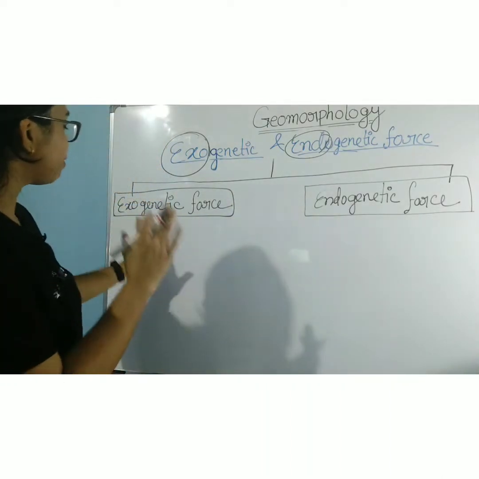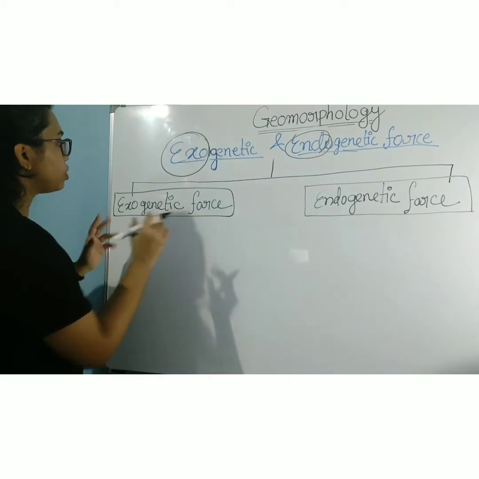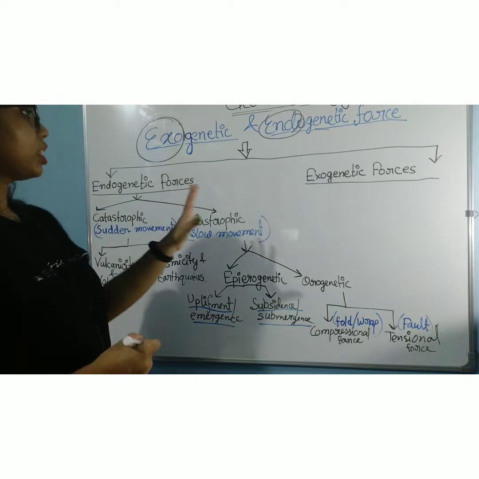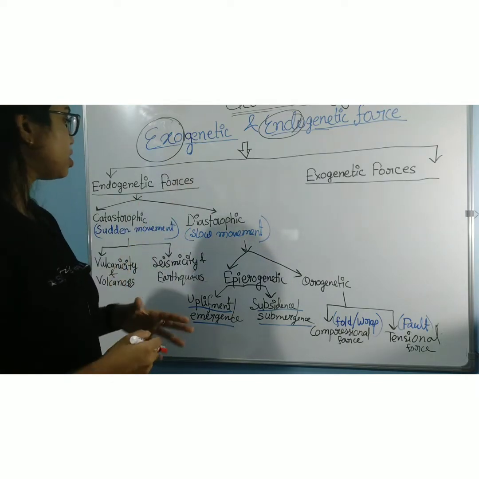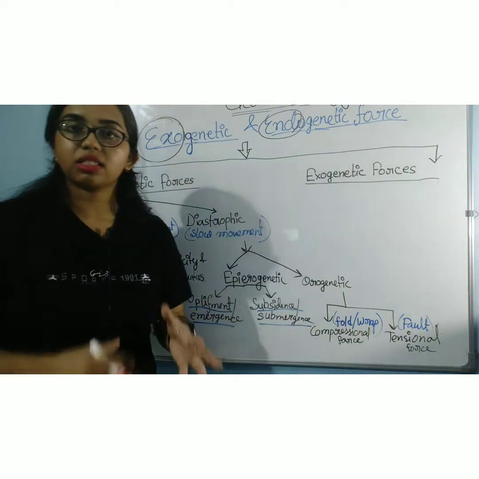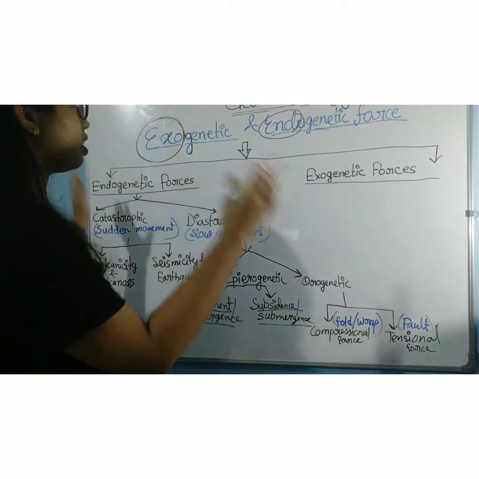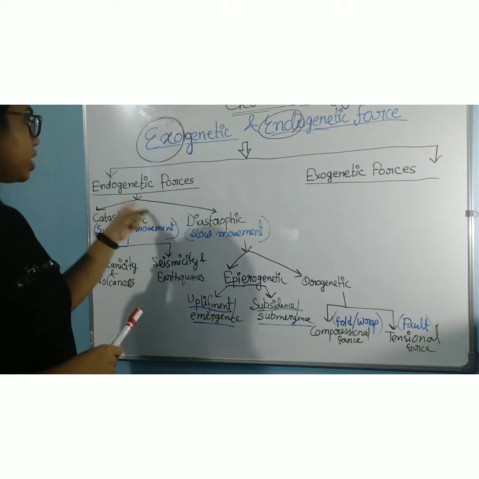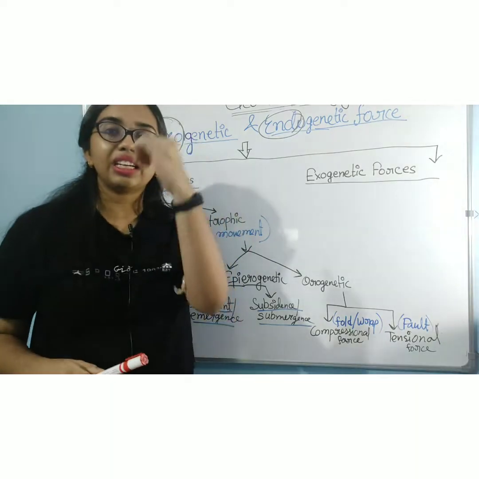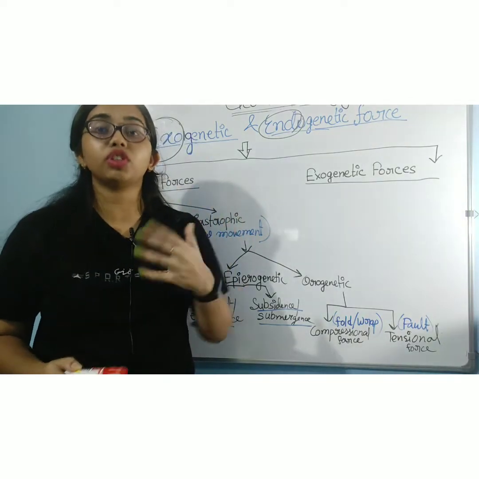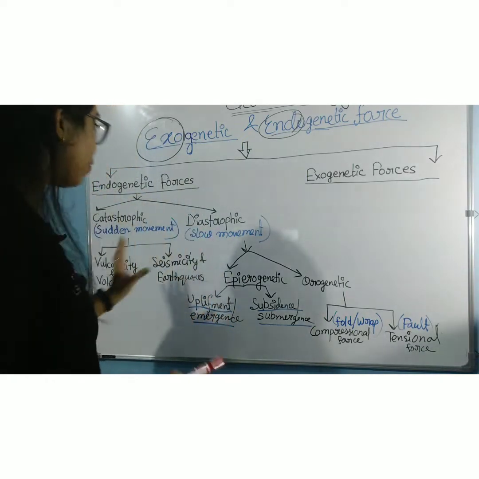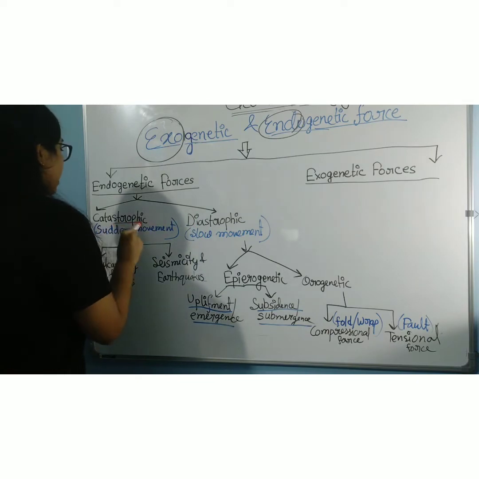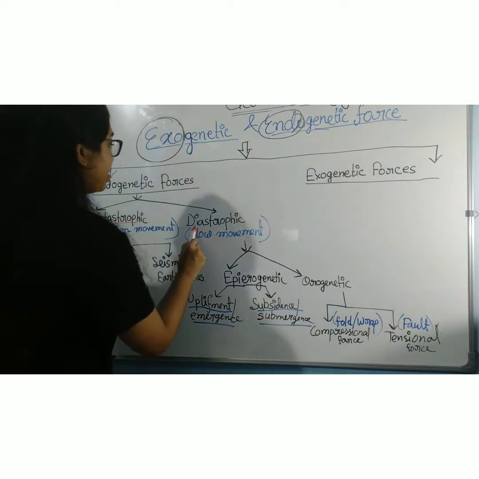So if I divide exogenous and endogenetic forces, they are divided into many categories. There is a very big chart over here. You can see that endogenetic force is called internal force, which comes from inside. That force is divided into two things: one is catastrophic and another is called diastrophic.